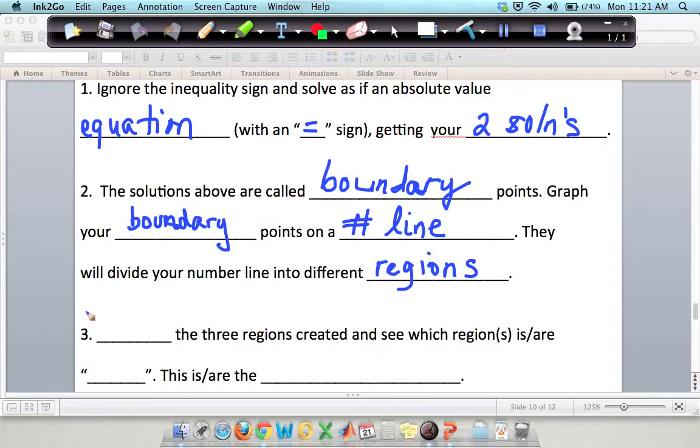What you do now that you have your regions on your number line is you're going to test the 3 regions created and see which regions are true. So that means if you plug in a number from that region into the original absolute value inequality, you get a true statement. Whichever region or regions are true, this is the solution. So you can either have 1 or 2 regions as the solution.